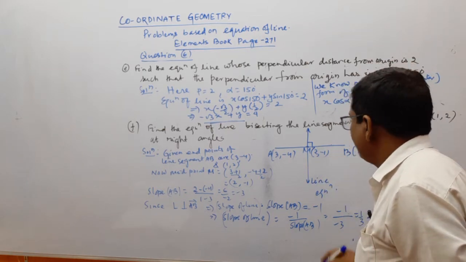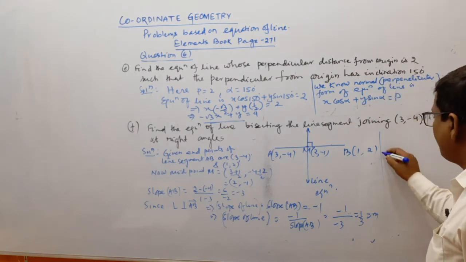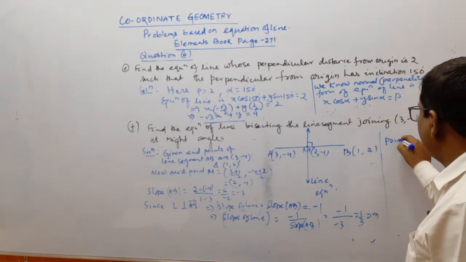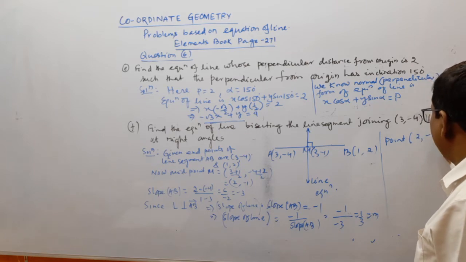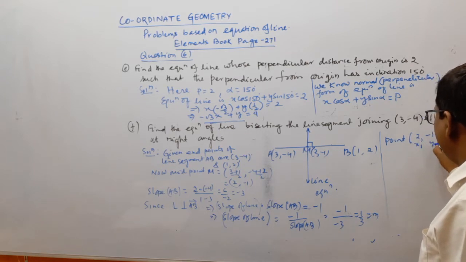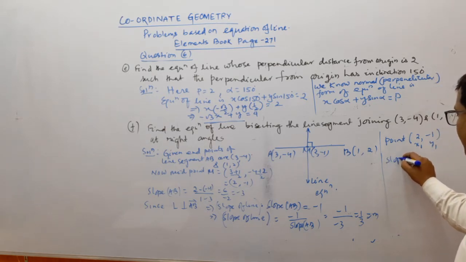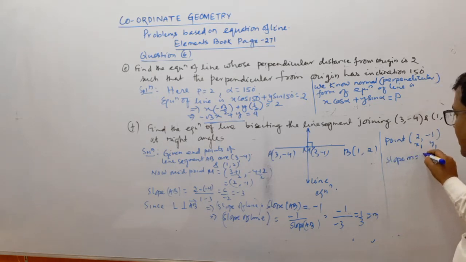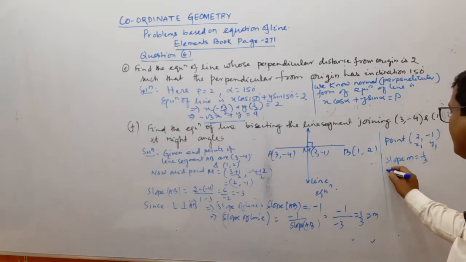Now the point on the line is 2 comma minus 1. This is treated as x1 and y1, and the slope m is equal to 1 by 3.